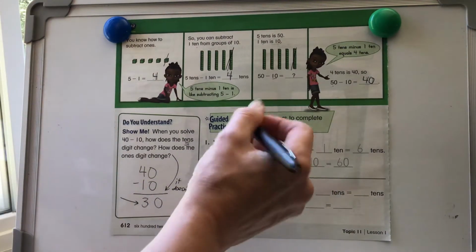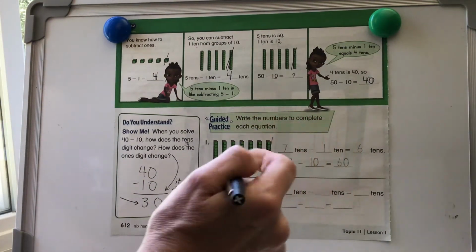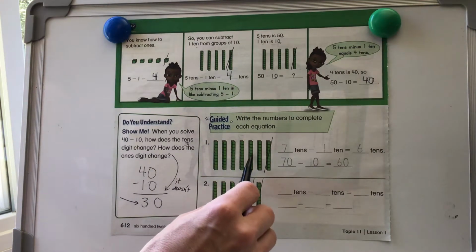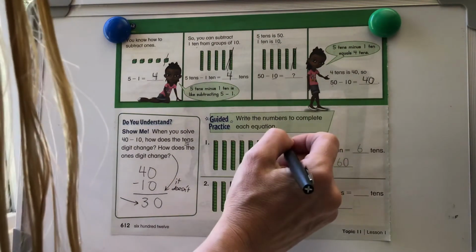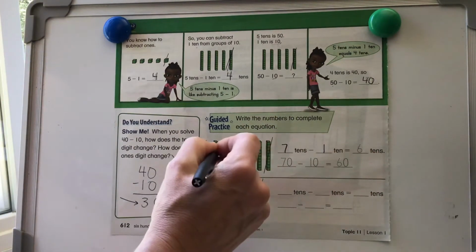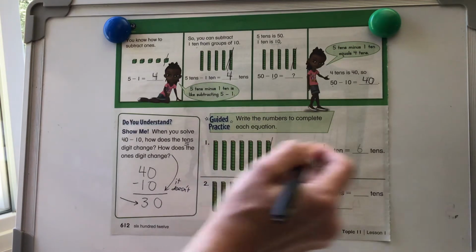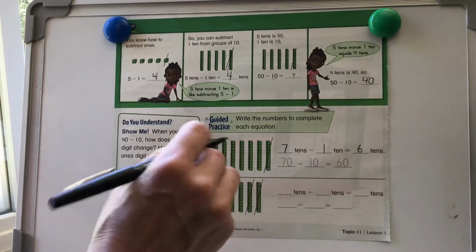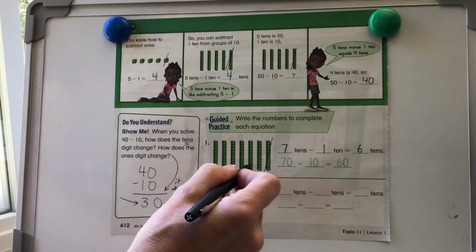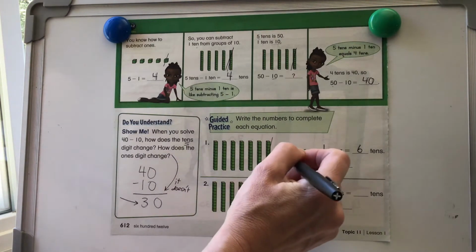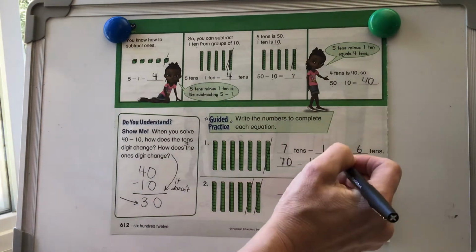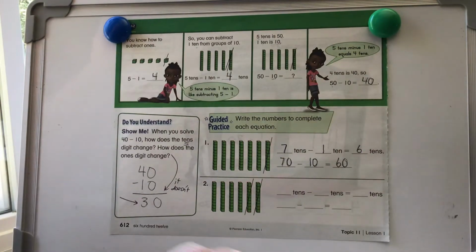Okay, let's go through our guided practice. Write the numbers to complete each equation. Let's see how many groups of 10 we have. 1, 2, 3, 4, 5, 6, 7. We have 7 tens, and we're going to be subtracting 1 ten. So 7 minus 1 is 6. Now let's break them into bundles of 10. 10, 20, 30, 40, 50, 60, 70. 70 minus 10 equals 60.